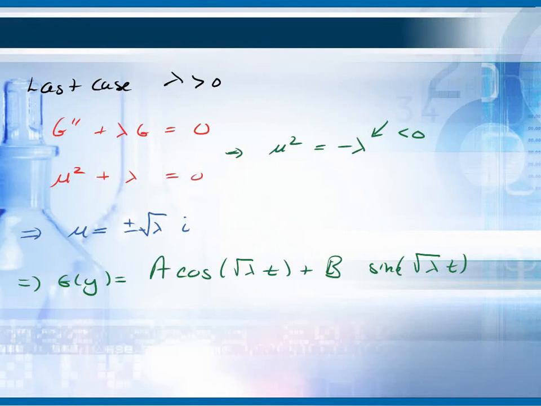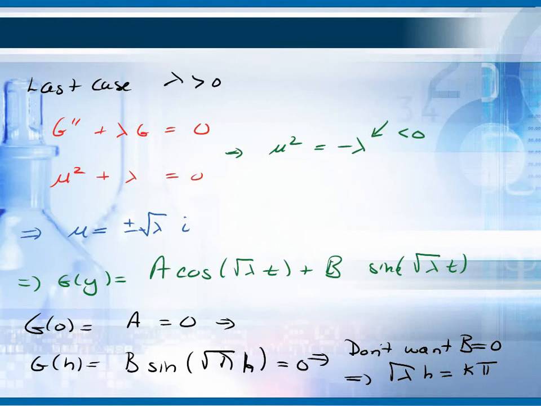The last case is lambda is bigger than 0. This is where the good stuff comes. In this one, we do the same thing. We find the eigenvalues. I'm not going to go through that again, but this time the eigenvalues turn out to be complex. And when you have complex eigenvalues, your solution is of the form a cosine of square root of lambda t plus b sine of square root of lambda t. That's the general form of the solution when you have complex eigenvalues.